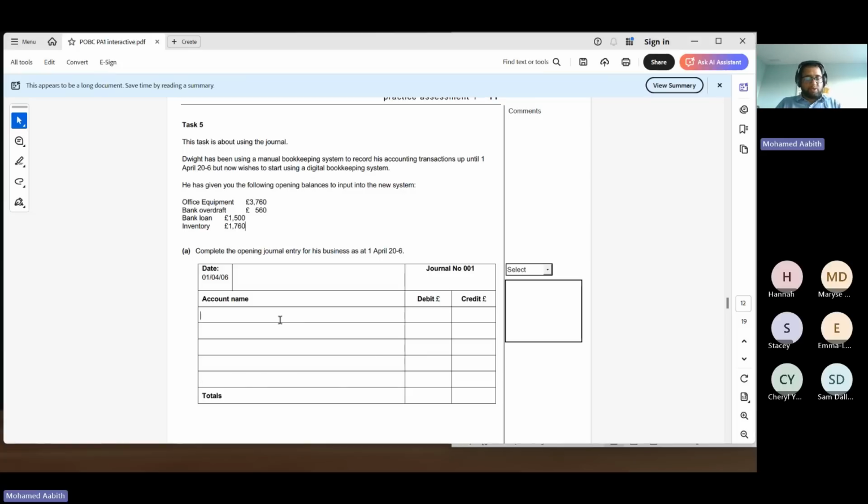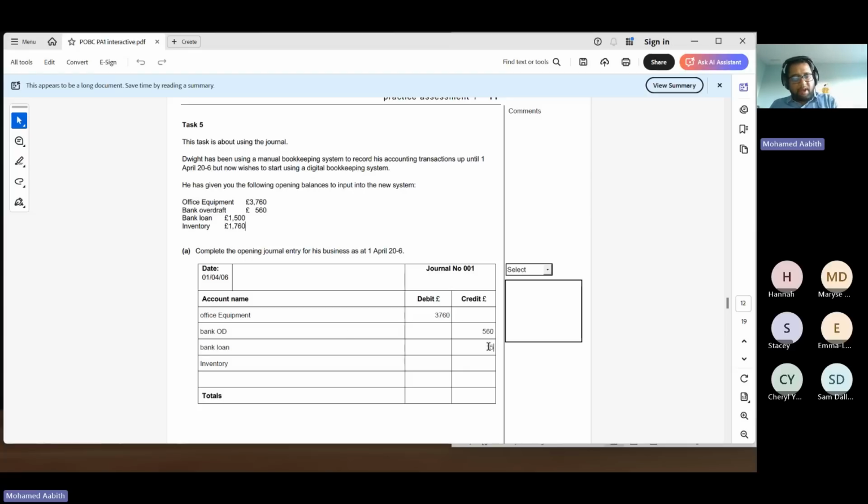Let's start entering them. So office equipment, then we have bank overdraft, then we have bank loan, and then we have inventory. So we've done all of those here. But I need to know what each one means to me. If you know your debit and credit well, this one is equal to 3,760, which is an asset, and is on the debit side. The bank overdraft is going to be a liability, and it's going to be on the credit side.